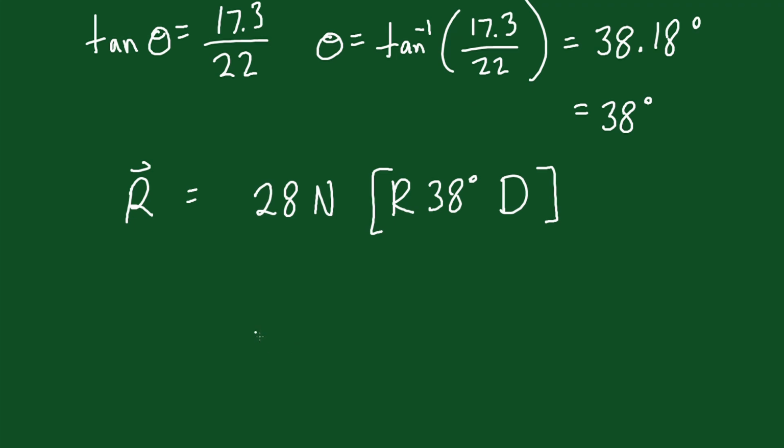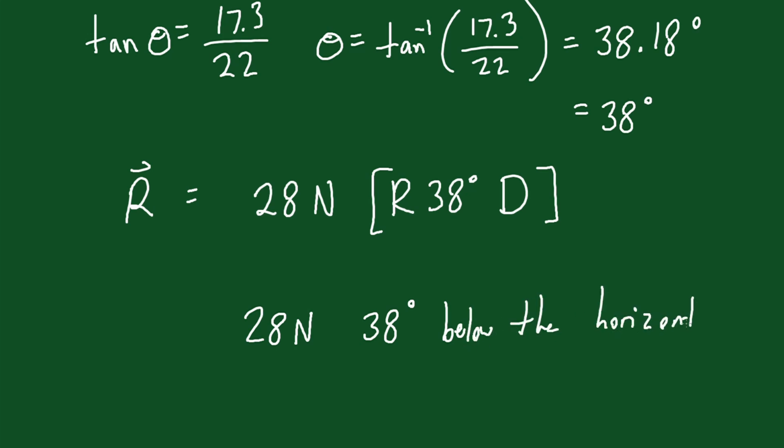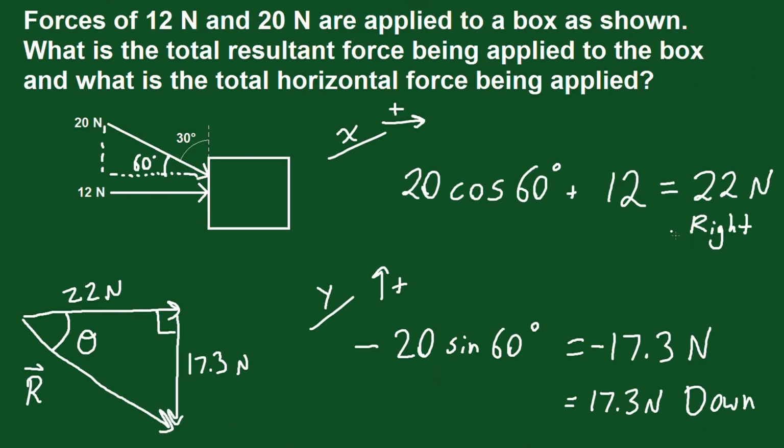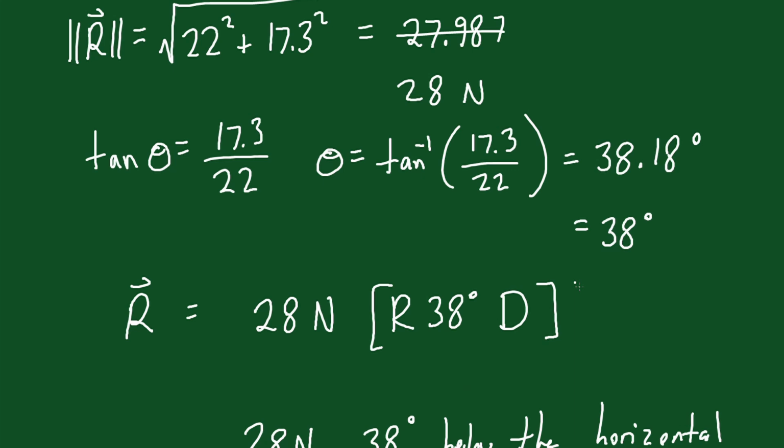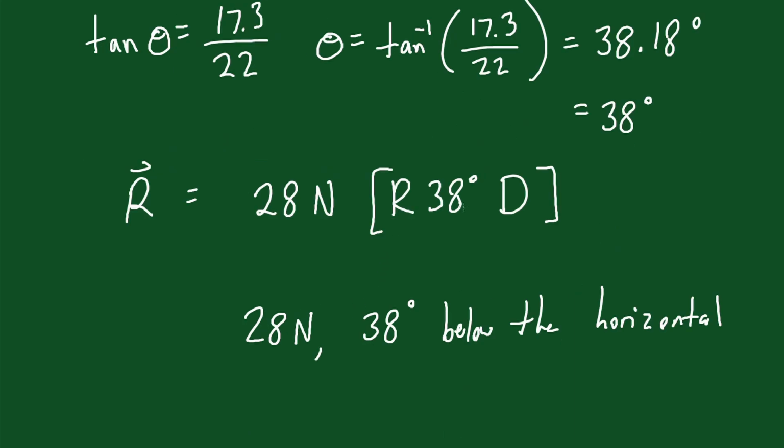You could also say something like 28 newtons, 38 degrees below the horizontal. It's kind of up to you how you want to phrase it, but both of those are fair ways to do it. If we look at the original question again, remember I predicted that we would have a vector that looks something like this. It goes down and to the right, and that is what we have for our resulting vector. The answer we got makes a lot of sense. So your final answer: 28 newtons, 38 degrees down.